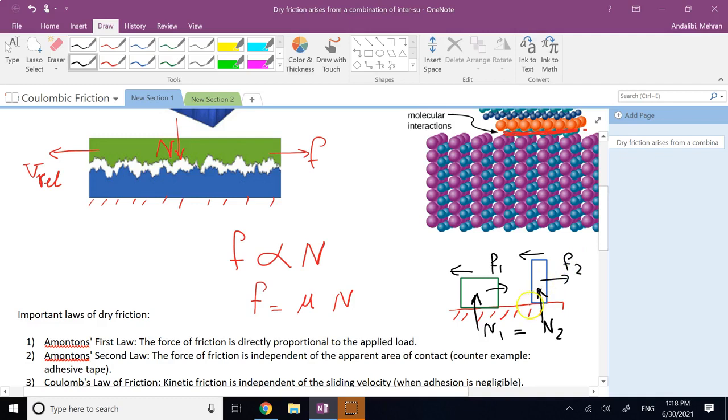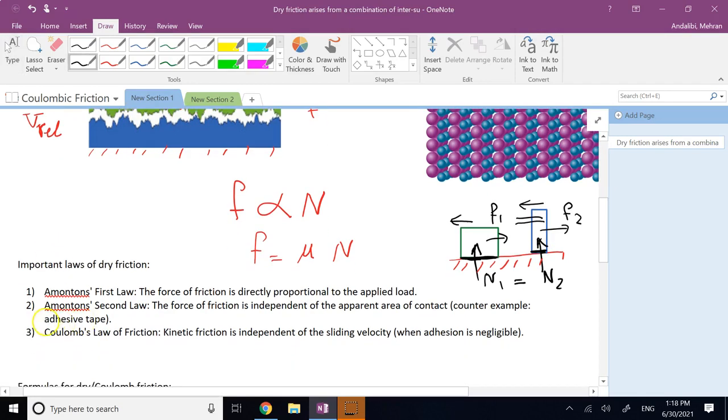If they both have the same material and the same condition, then F1 can also be said to be the same as F2, and it does not matter whether the contact area is this much or this much. Okay, while in reality, again, for some applications, this assumption is not true, and one major limitation is adhesive tapes.